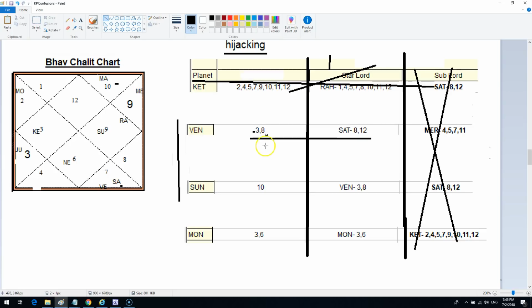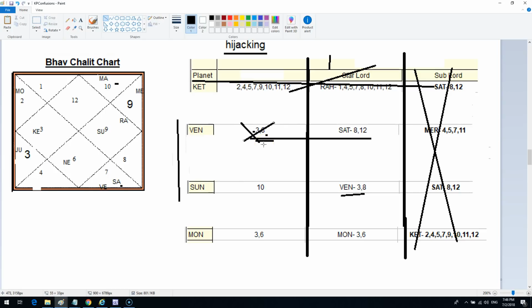Normally, we have been thinking that Venus will give the result of the third and the eighth house. But no, Venus will not give the result of the third and the eighth house. Why? Because Sun is in the star of Venus. So in a way, Sun has hijacked or taken away the result of Venus that Venus was supposed to give over here. That's why I use the word hijacking. So Sun has hijacked the result of Venus that was supposed to appear over here. So Venus will not give these kind of results of the third and the eighth house.